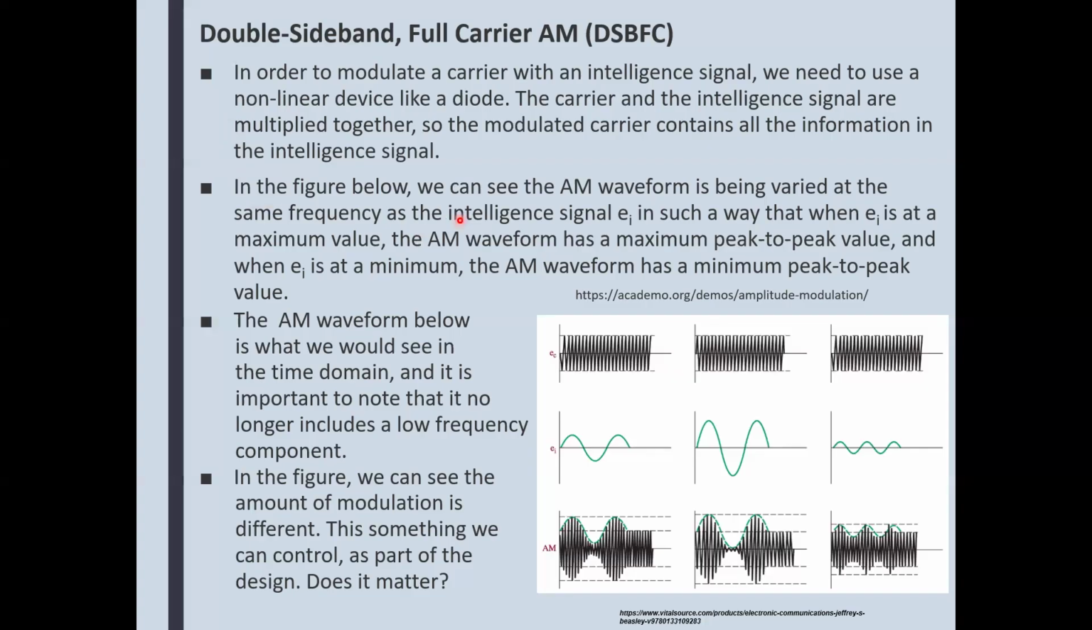So in the figure below, we can see the AM waveform is being varied at the same frequency as the intelligence. Well, I explained that already by using my thin and thick voice. The AM waveform below is what we would see in the time domain, and it is important to note that it no longer includes a low frequency component. In this figure we can see that the amount of modulation is different.